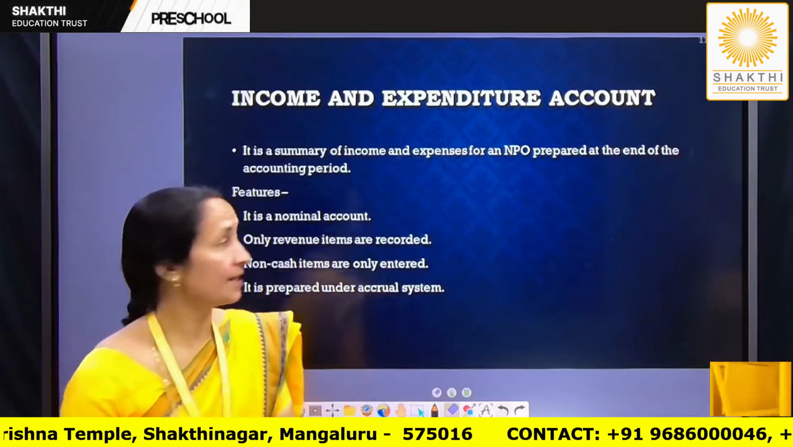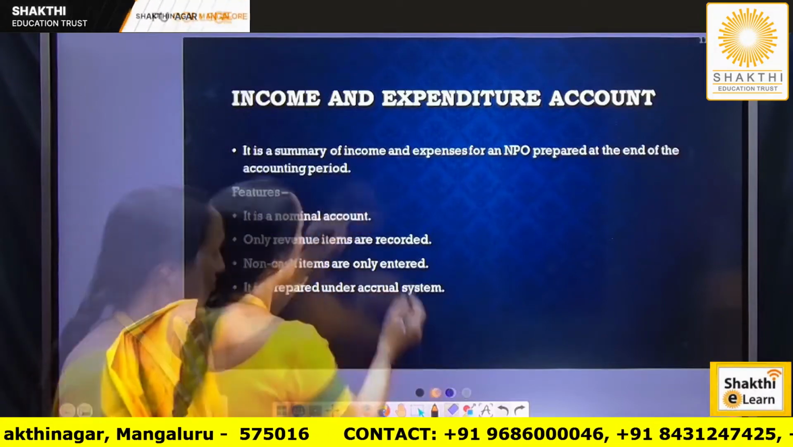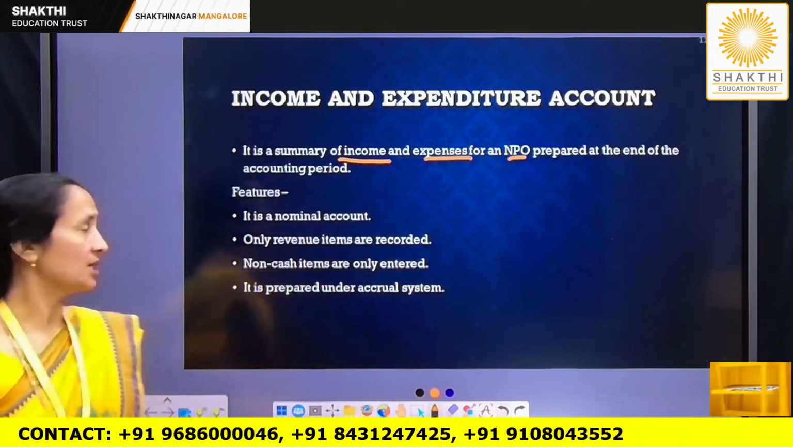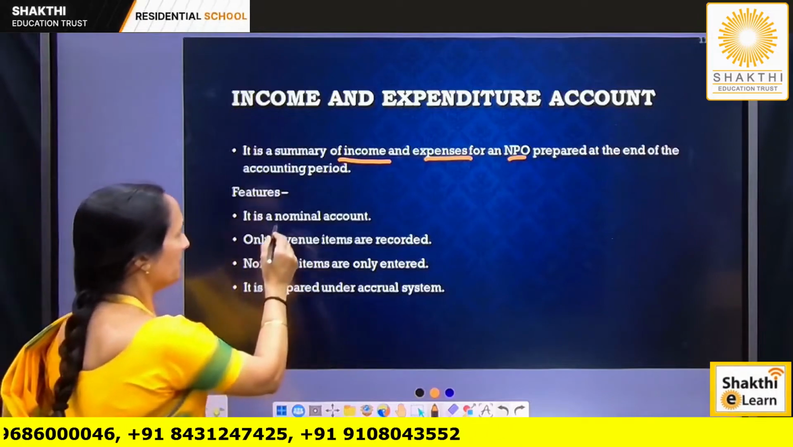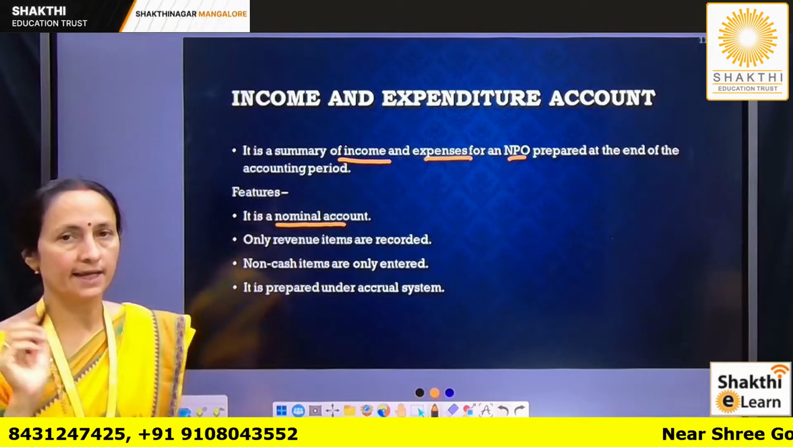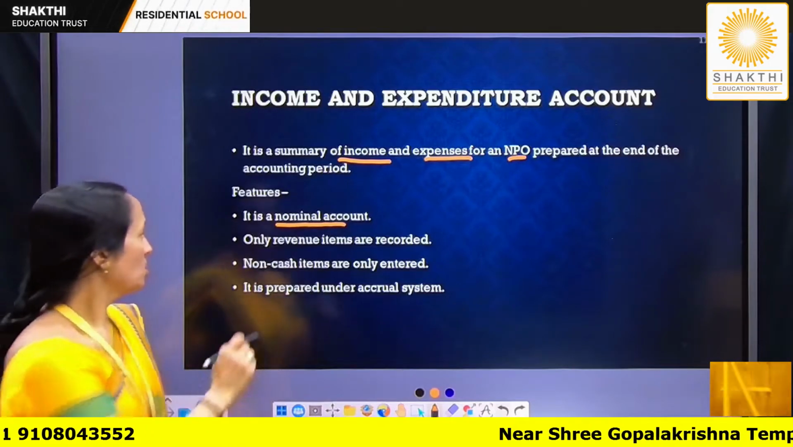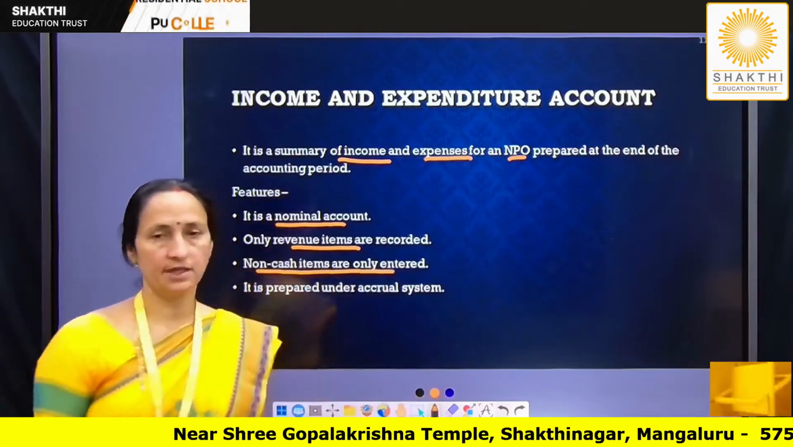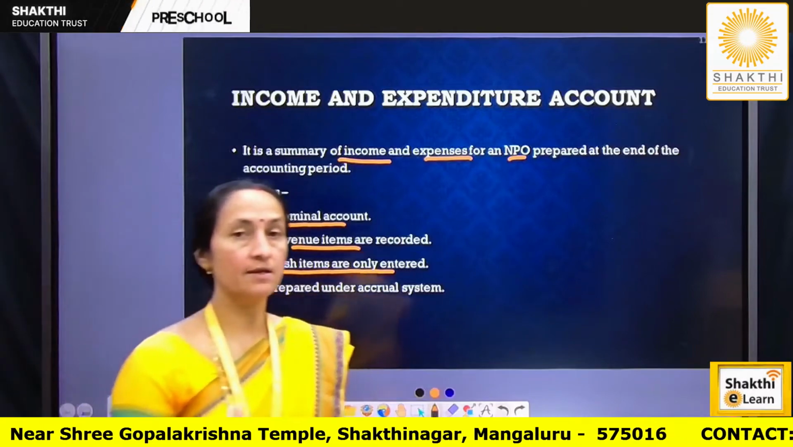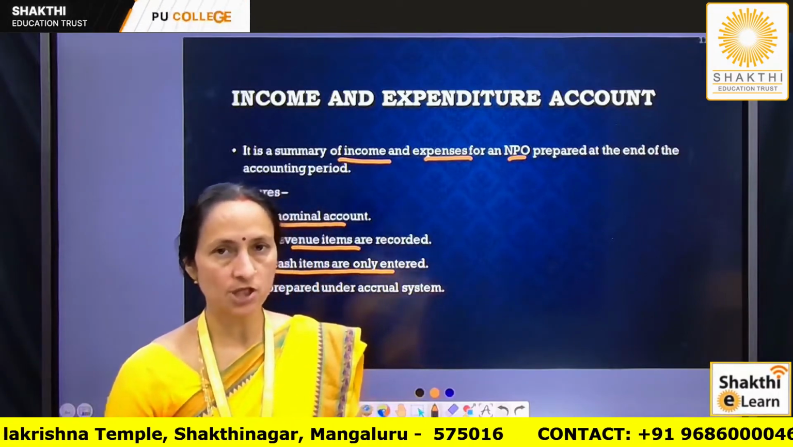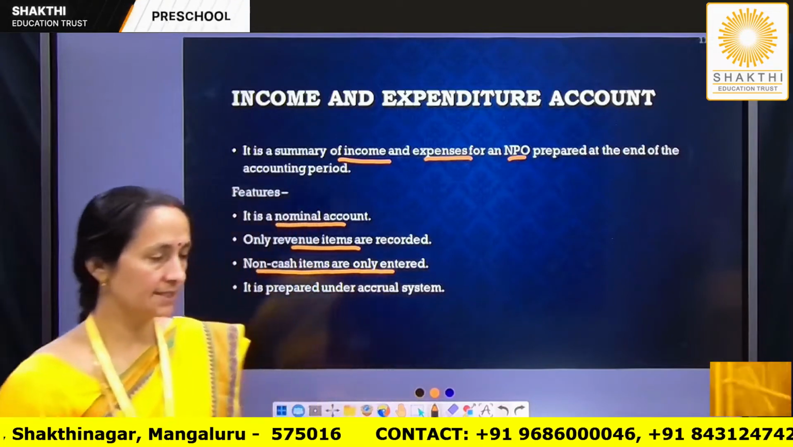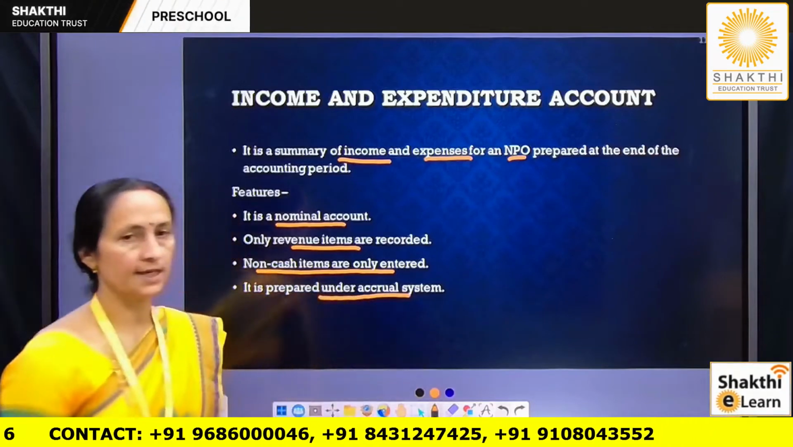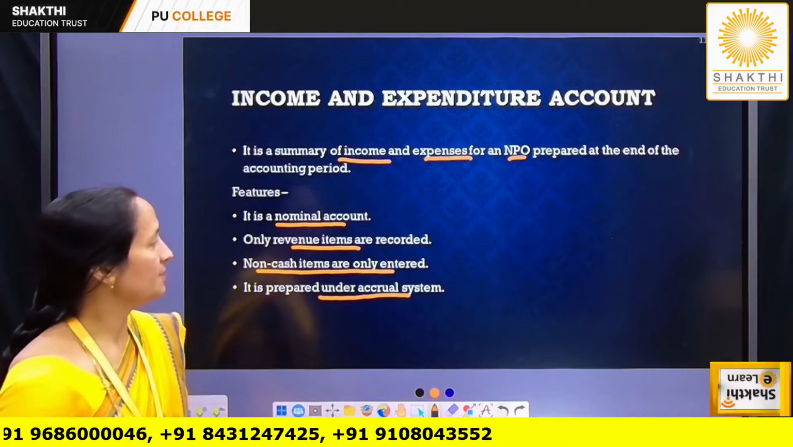So now we'll see what is income and expenditure account. It is a summary of income and expenses of NPO prepared at the end of the financial year. So what are the features? It is a nominal account. That means it will record only income and expenditure, only revenue items. Non-cash items are also entered. Take for example depreciation. The NPO is having an asset, a building, so we need to charge depreciation, right? So it is a non-cash item. There are many such examples. Now it is prepared under accrual system, means both cash and credit system. Credit transactions also will be recorded.